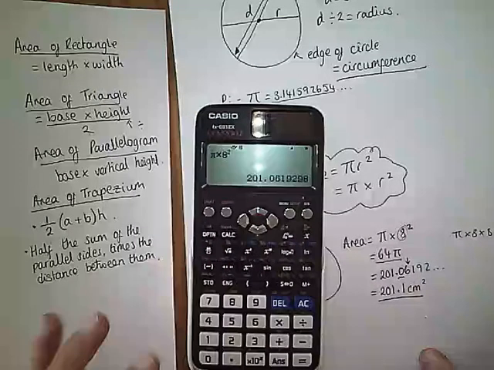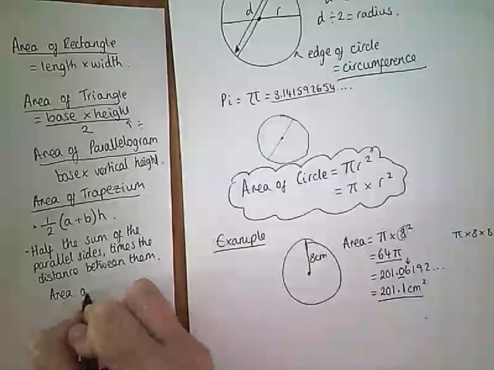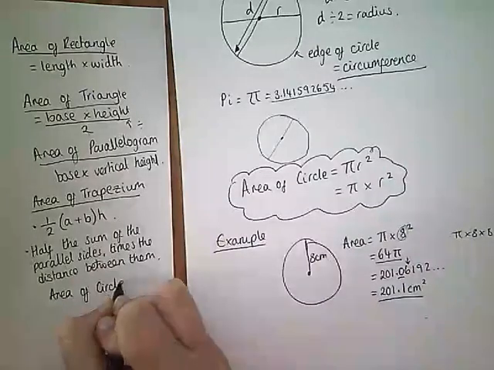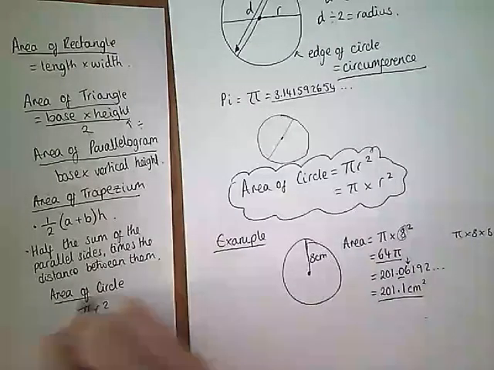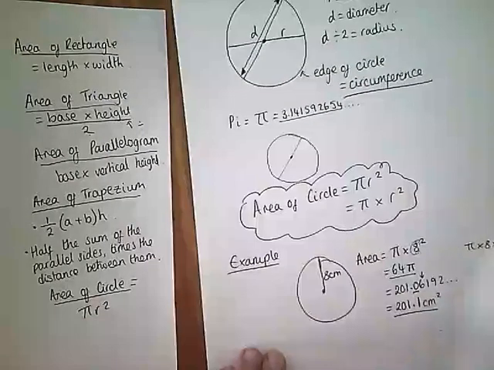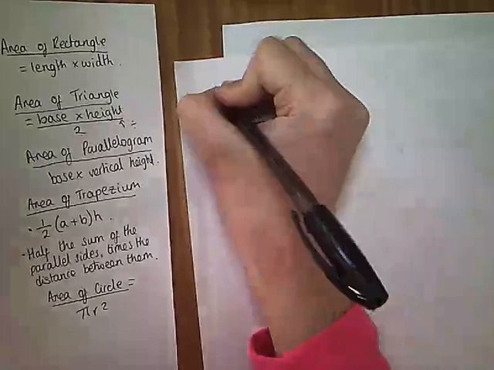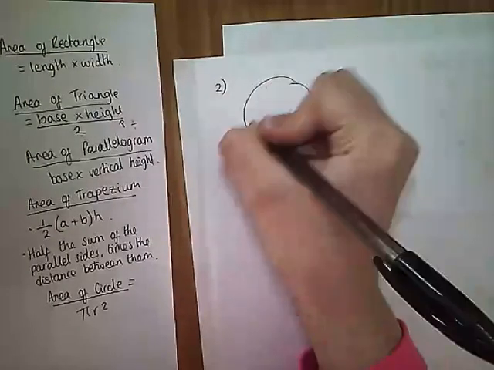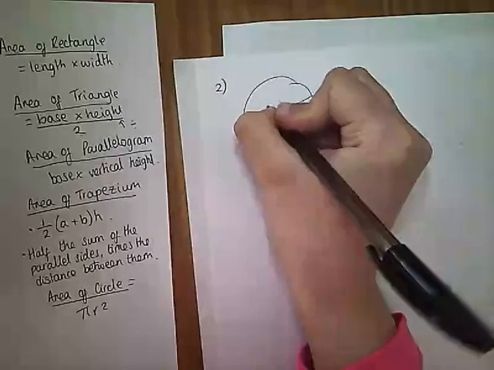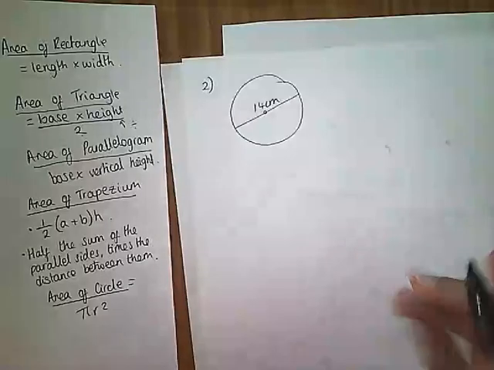Okay, let's add that to our little section over here. Area of a circle is pi r squared. Area of a circle, pi r squared. Right, let's just do a second example to make sure we're very happy. Here is example 2. Here's my circle. Here is, what have I called that length? That is my diameter.